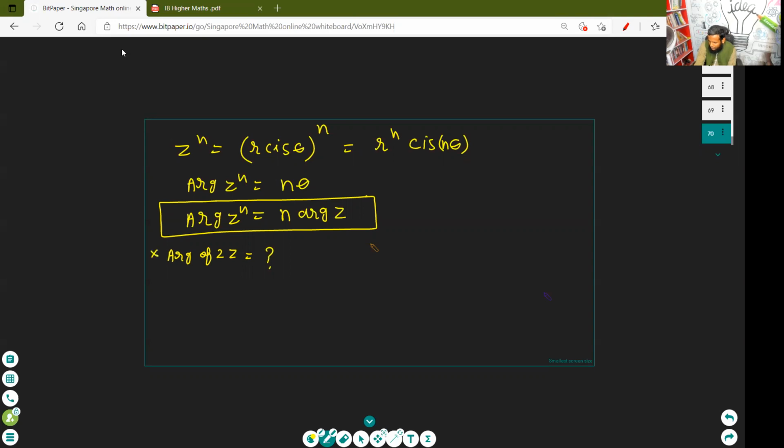Find the argument of 2Z. I give you Z. Z is equal to root 2 cis theta. Okay, find it.